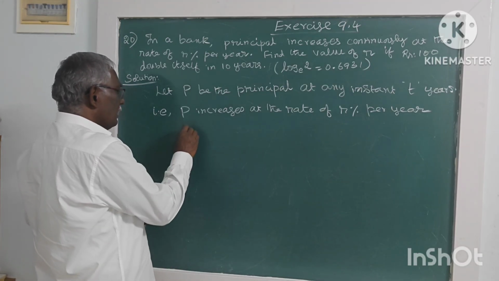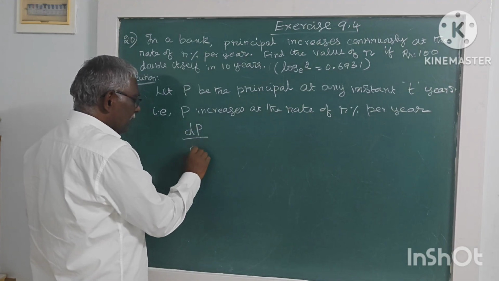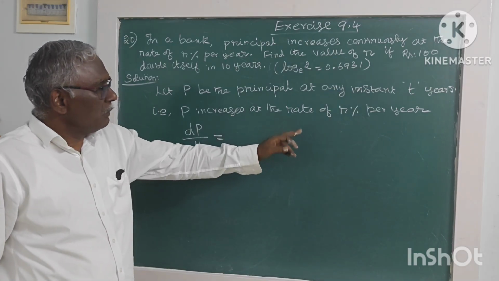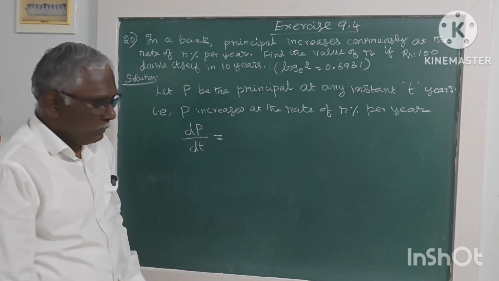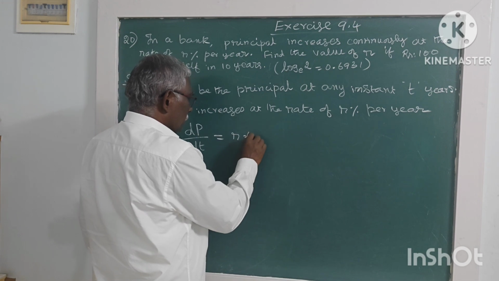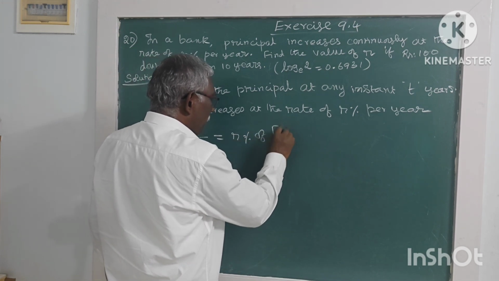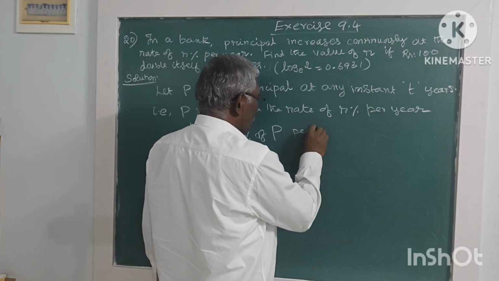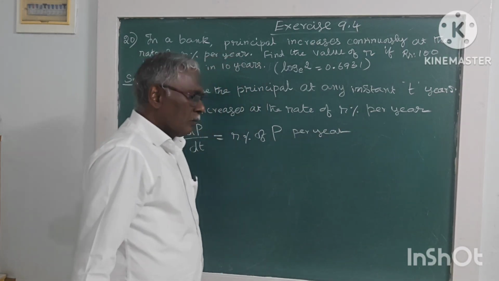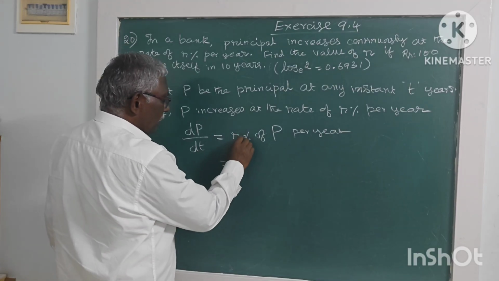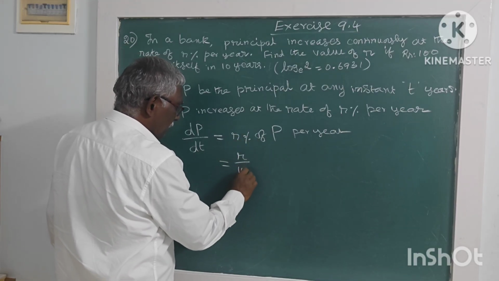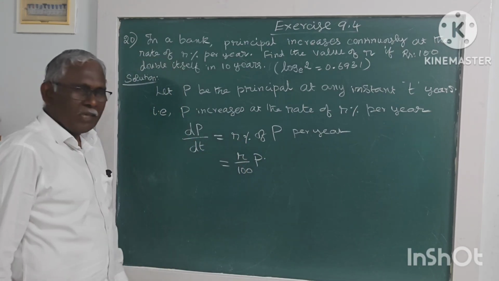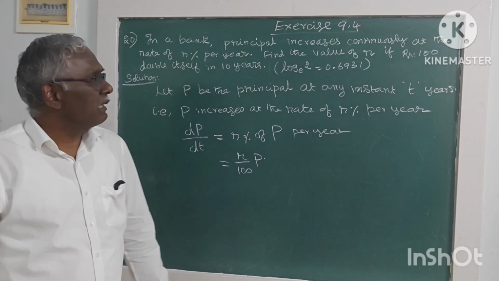So that means dP by dt is equal to r% of P per year. We can write r% as r by 100. So dP by dt is r by 100 P. So this is the differential equation.